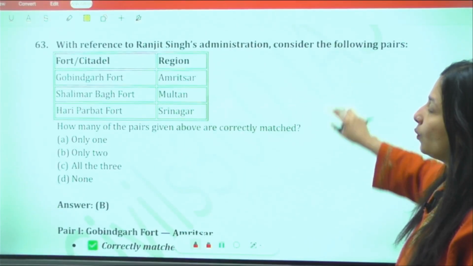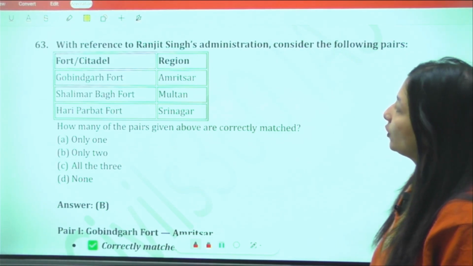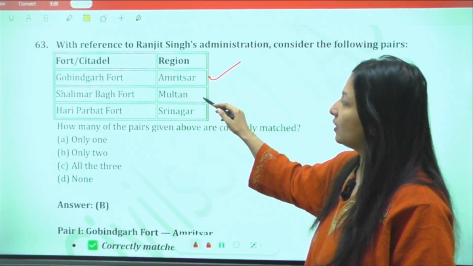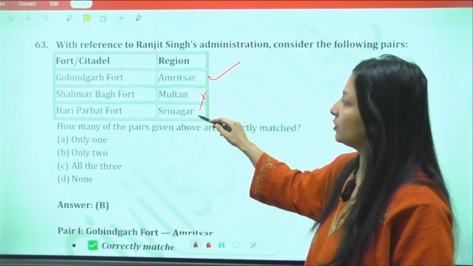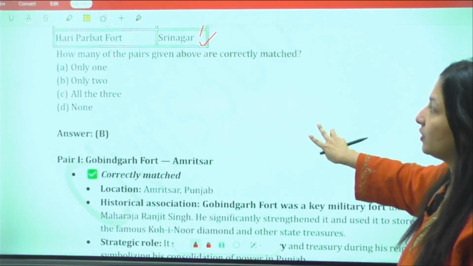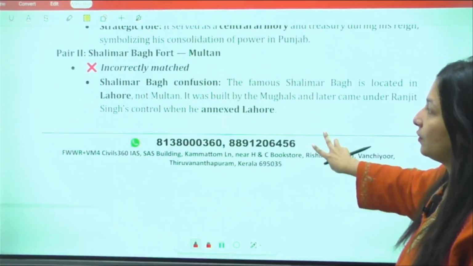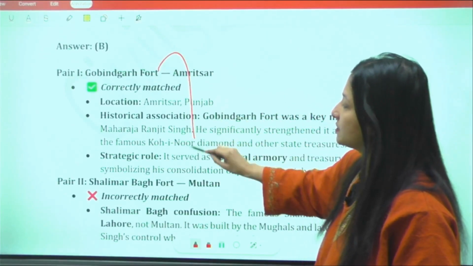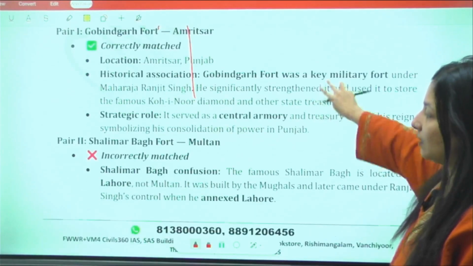Okay, Govindgarh Fort, absolutely right. This is Amritsar. Shalimar Bagh Fort, this is not in Multan, and Harparbat Fort, this is in Srinagar. Okay. Govindgarh Fort again, Amritsar, Punjab.